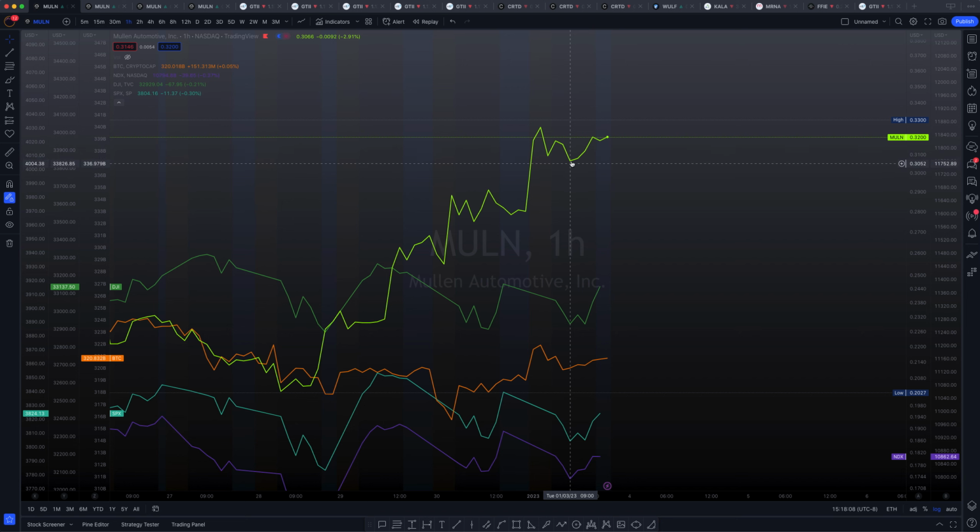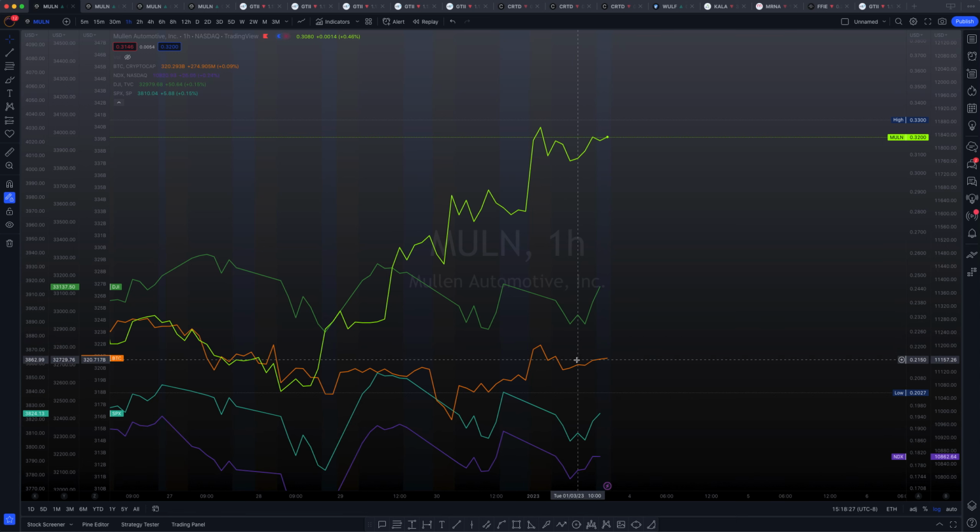Please notice here on this pivot right down here, MULN is the neon green. We have the Dow Jones Industrial on this darker green, BTC on orange, the SPX on this teal, and the purple at the bottom is the NDX.